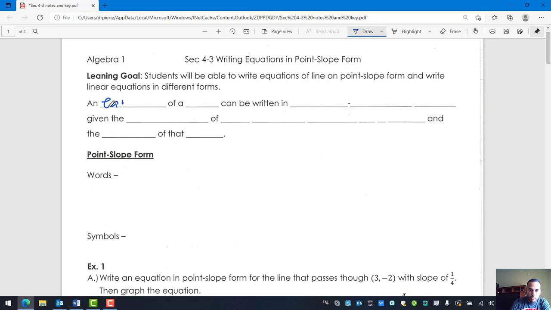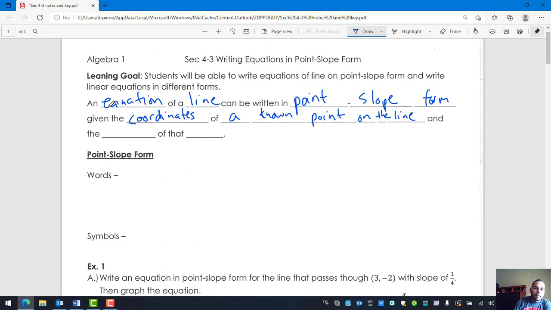An equation of a line can be written in what we call point slope form. We can write an equation in point slope form if we're given the coordinates of a known point on the line, as well as the slope of that line.